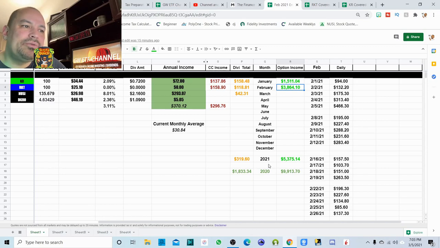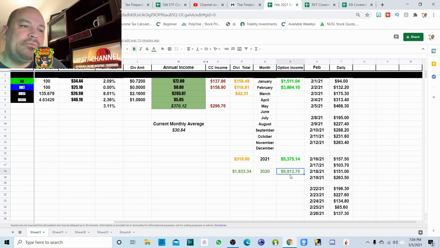And already in 2021, these are the totals for 2021, $319.60 collected so far in dividends, and $5,375.14 in option profit income. Now, one thing I don't do is when I talk about options, I'm not talking about premium received. I'm talking about positions that are closed out and realized profits. So these are realized profits, not just premium received. So that total is $5,375.14 for the year so far.